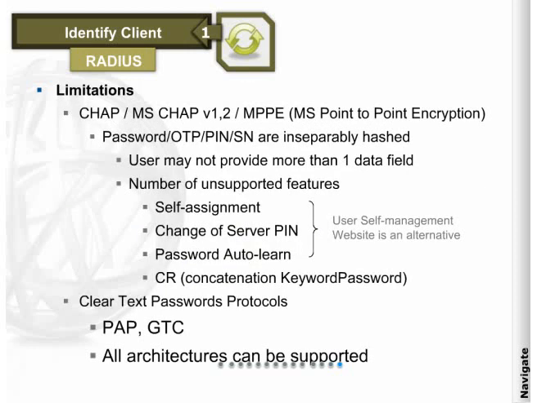Not all architectures are suited for all protocols. Because CHAP and MS-CHAP hash the password and OTP inseparably together during encryption, all features in which a user has to provide both in the same request cannot be supported in the architecture where the Radius server acts as a backend. Some of these features are listed above.